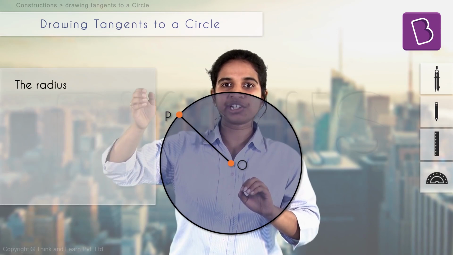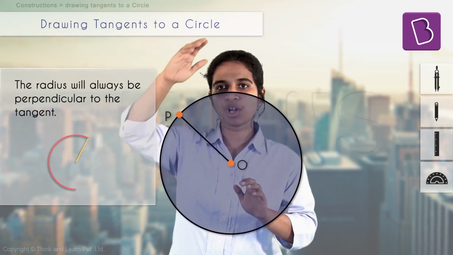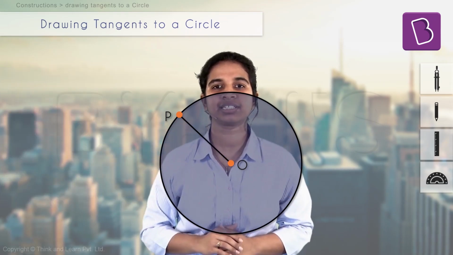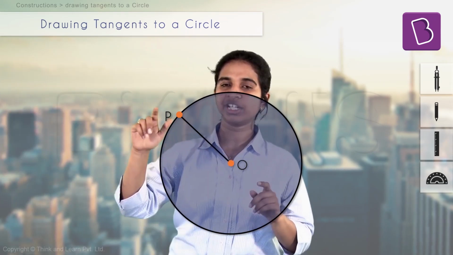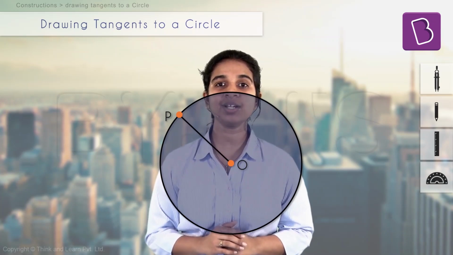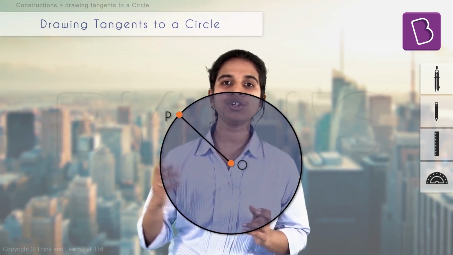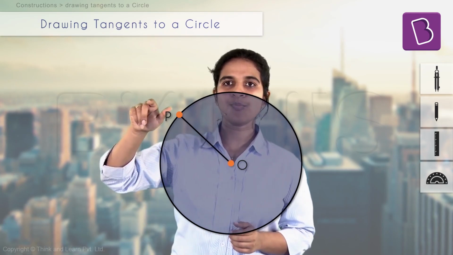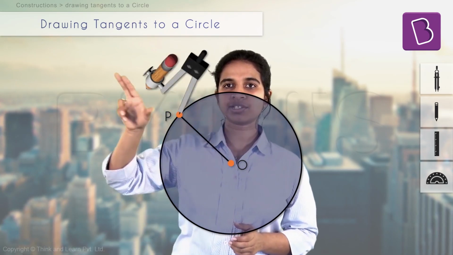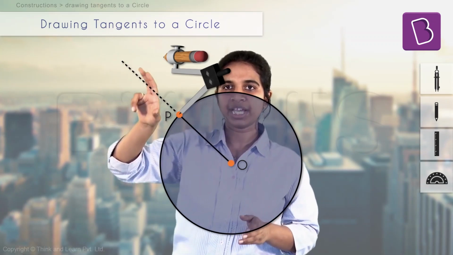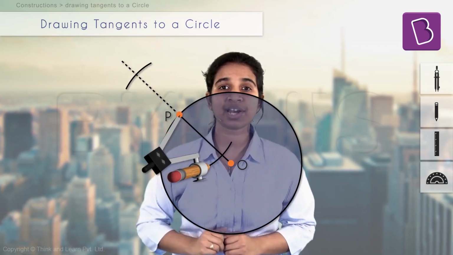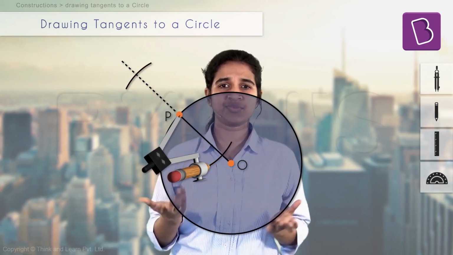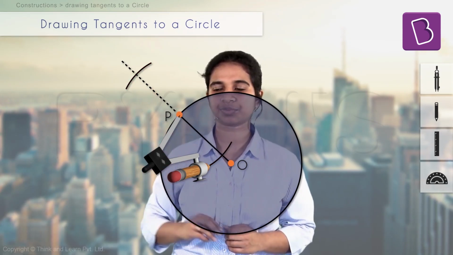You know the tangent radius property. The radius will always be perpendicular to the tangent. That means this angle is 90 degrees. Correct? So drawing the tangent at point P is nothing but drawing a line perpendicular to OP at point P. You already know how to do that. From point P, you will measure some distance in your compass. You will extend OP. You will draw two arcs. What are we trying to do? We are trying to make P the center of these two arcs because we know how to draw perpendicular bisectors.